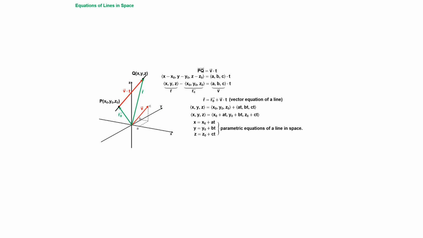Another way of describing a line in space is to eliminate the parameter t from these equations. If a, b, and c are all non-zero, we can also solve each equation for t, equate the results, and derive the symmetric equations of the line. We now summarize the results in the following theorem.